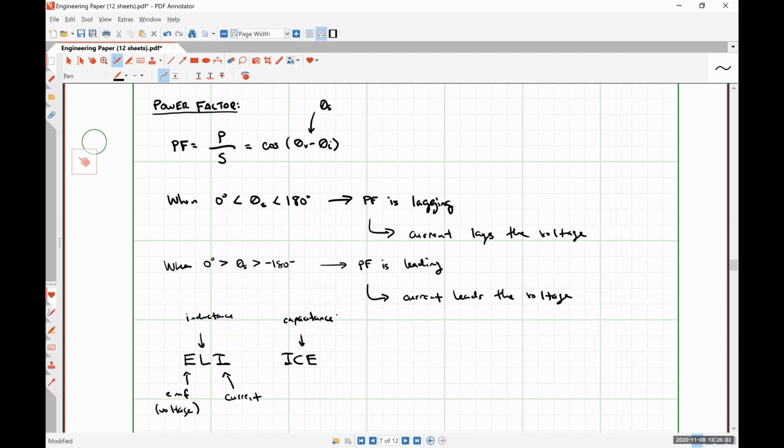So ELI tells us that E leads the current, or voltage leads the current, because the letter E comes first. So in an inductor, in ELI, E comes before I, so the voltage leads the current. In ICE, I comes before E, so the current leads the voltage. It's literally that simple. So that's ELI the ICEman.